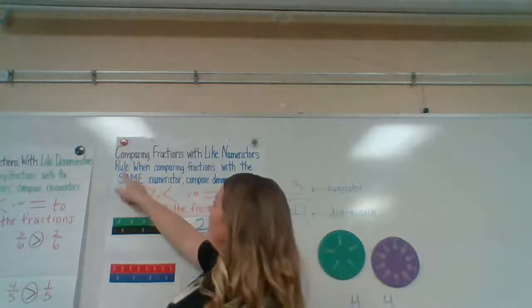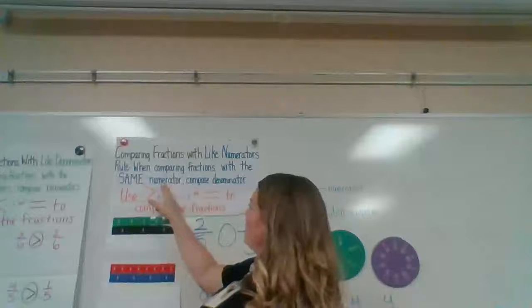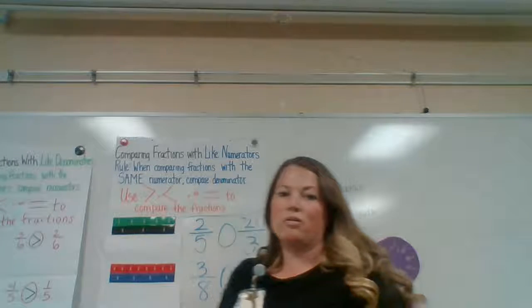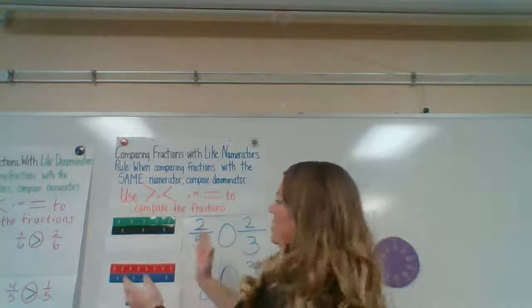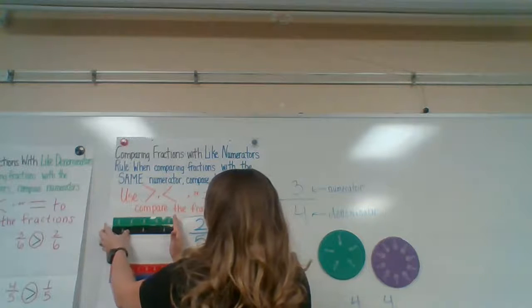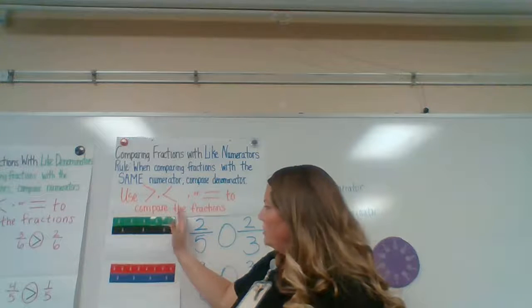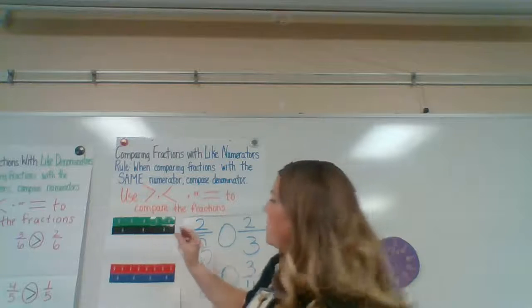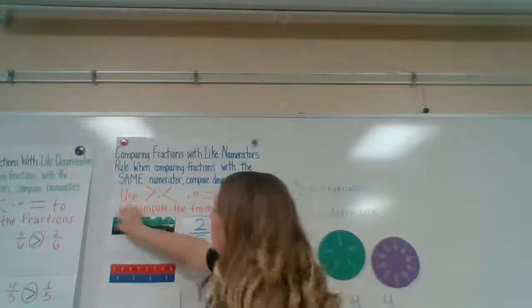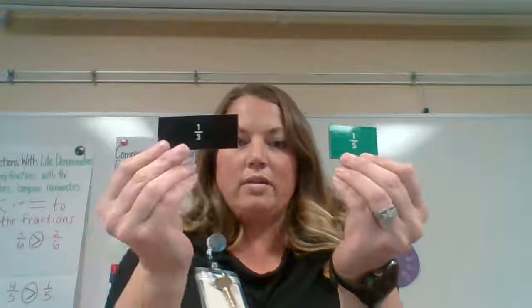So our rule for comparing fractions with like numerators is when comparing fractions with the same numerator, you're going to compare the denominator. You're going to think about the denominator and think about how many pieces something is cut into. So right here, I have 1/5 and 1/3. So I have 1, 2, 3, 4, 5 fifths to make up one whole, 1, 2, 3 thirds to make up one whole. But if I compare one piece from each, if I have 1/5 and 1/3, you're going to see that the 1/3 is bigger.